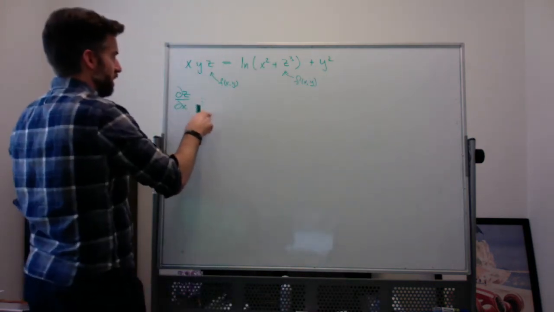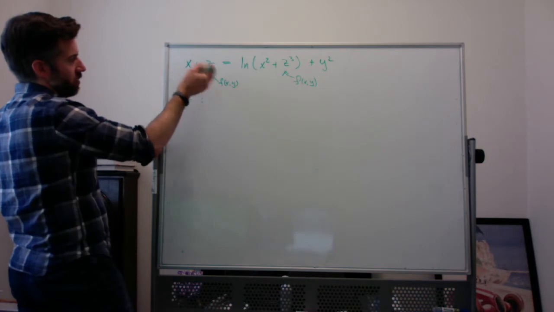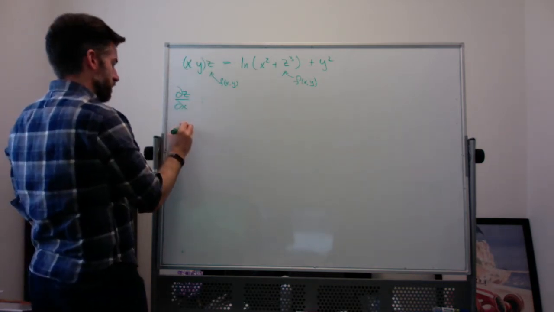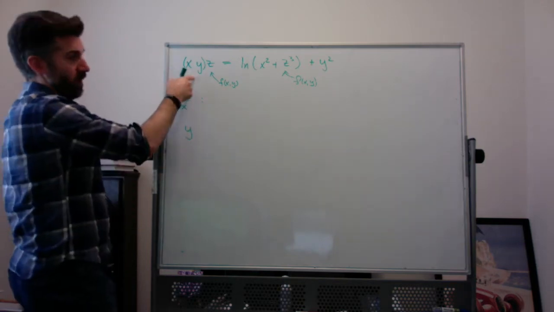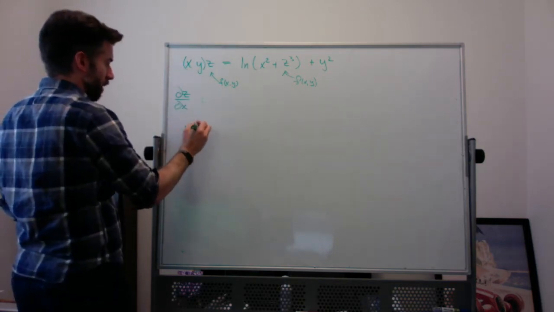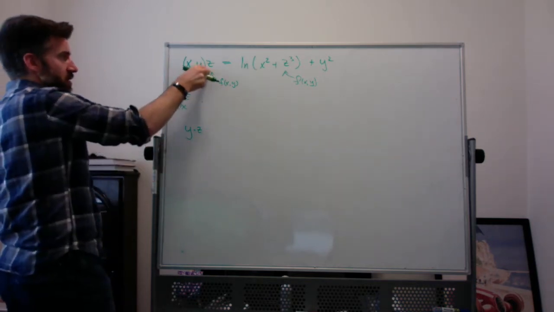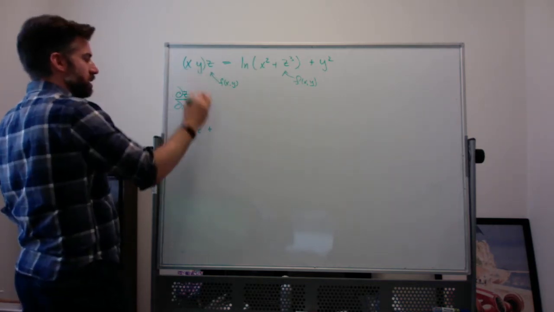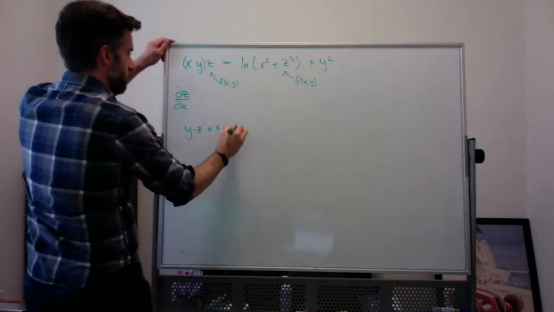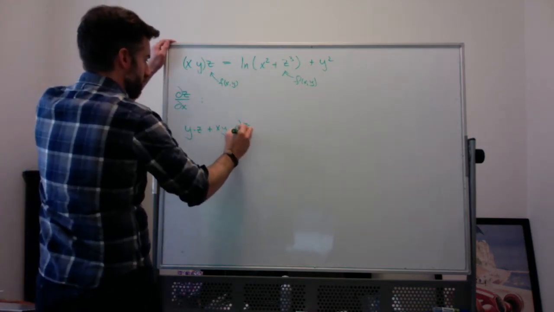So when we take the partial with respect to x, I'm going to think of this as xy times z. So I have the derivative of xy, which is just y, right? Derivative of x is 1, y is a constant. Derivative times z, right? Product rule. So it's derivative of this times this, plus this times the derivative of this, which is del z del x.